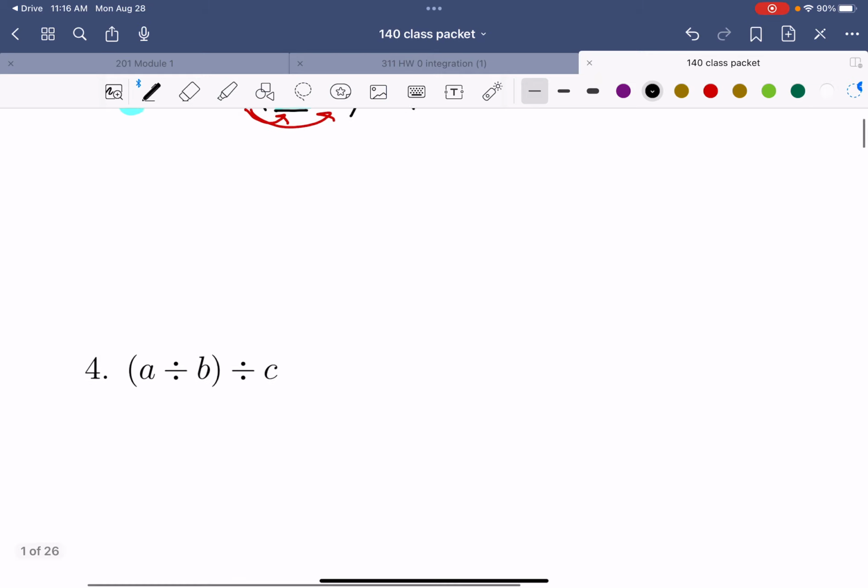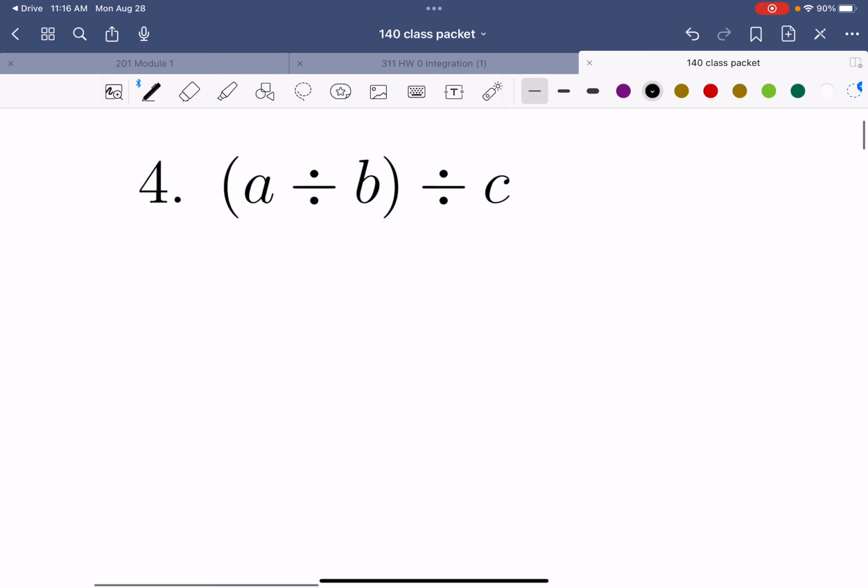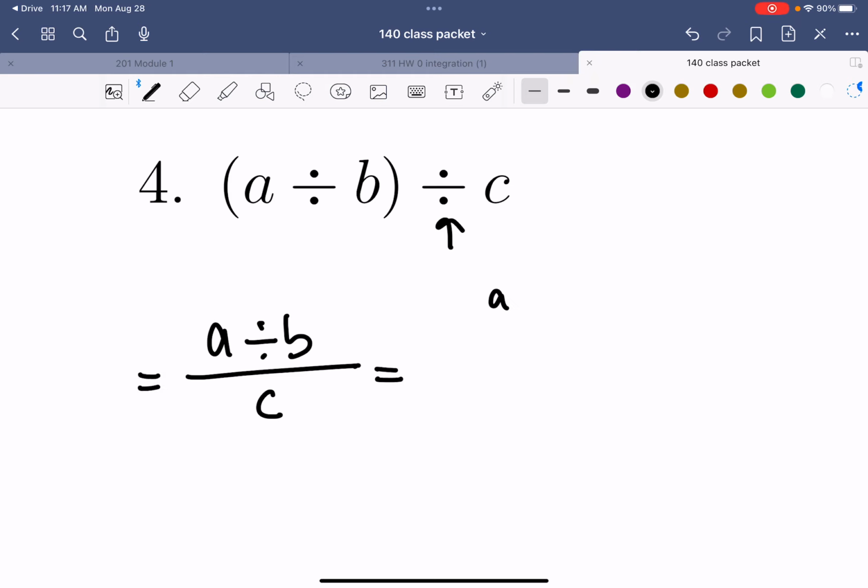All right, let's talk about number 4. We have A divided by B divided by C. Okay, so I'm going to rewrite this a little bit. I'm going to make this one like a fraction bar. So that's going to give me A divided by B over C. And then I'm going to rewrite the top one as a fraction bar as well. So that's A divided by B, all divided by C.